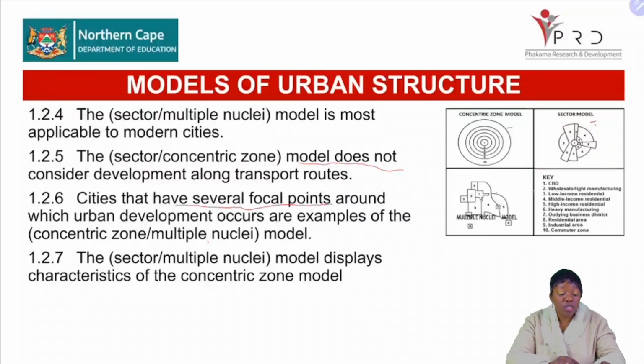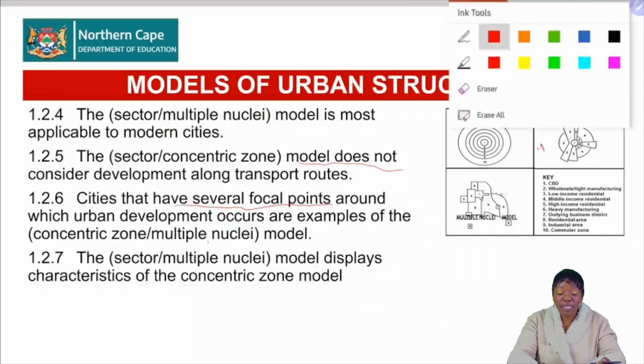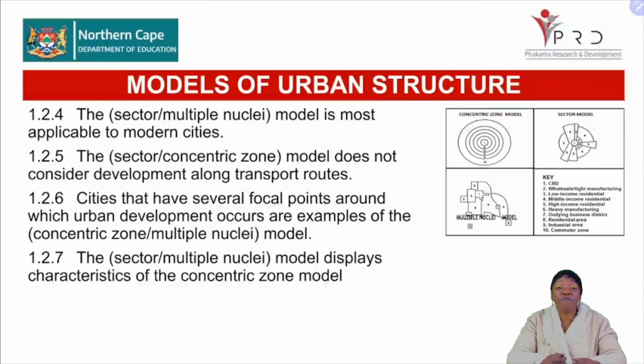Then the last question is 1.2.7. The sector or multiple nuclear models display the characteristic of the concentric zone model. So which one between the two displays the characteristic of the concentric zone model? So I'm going to give you 4 minutes to answer these questions, and then after 4 minutes, we will be able to proceed with our corrections.